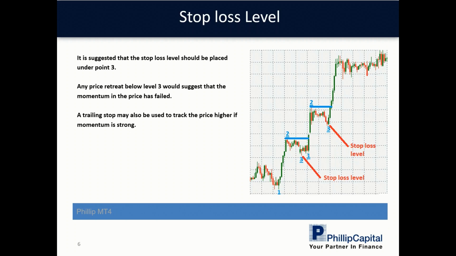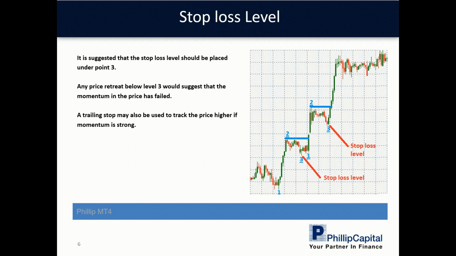So a trailing stop may also be used to track the price higher if momentum is strong. So as an exit point at a later date, if we did see the price action continue to move up as we've seen in the chart here, we would place a trailing stop to follow that price activity, and then on the first pullback, you may be taken out on your trailing stop in a profit if obviously it's above level 2. So that's typically how we would play this strategy, and that is how you would also look to exit.